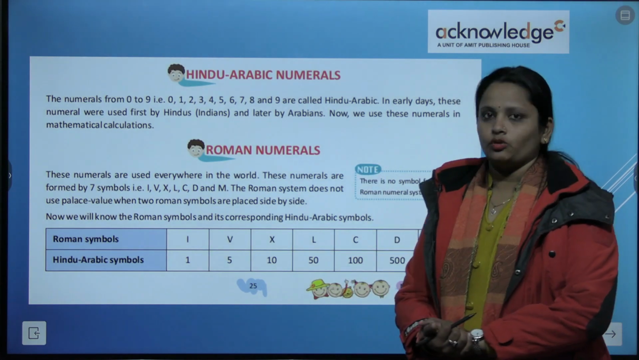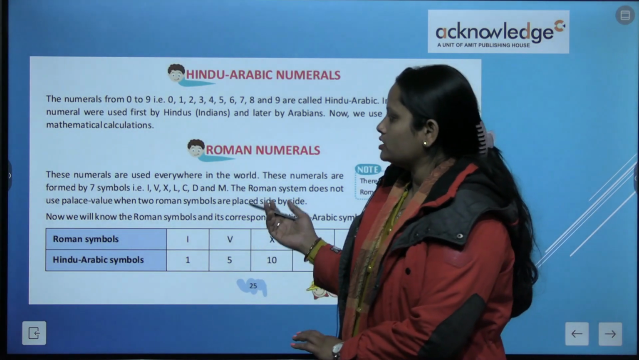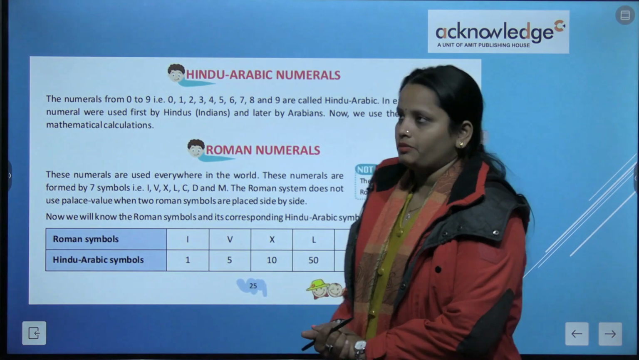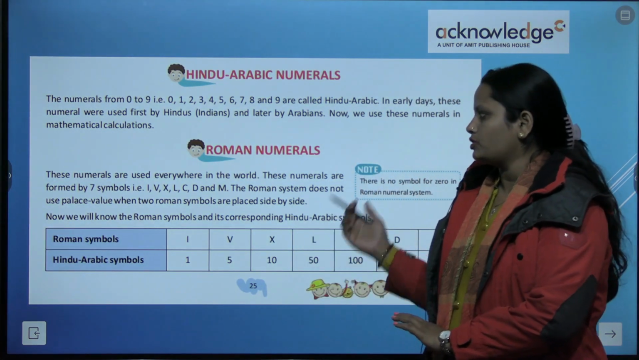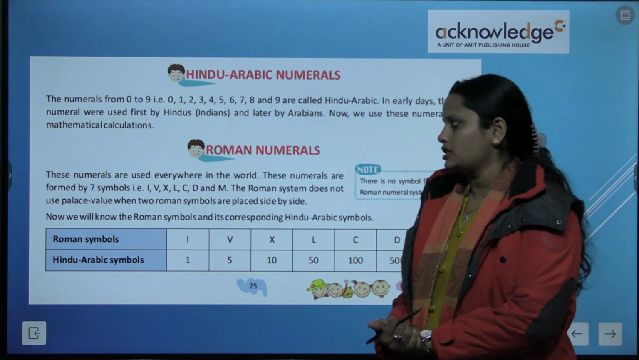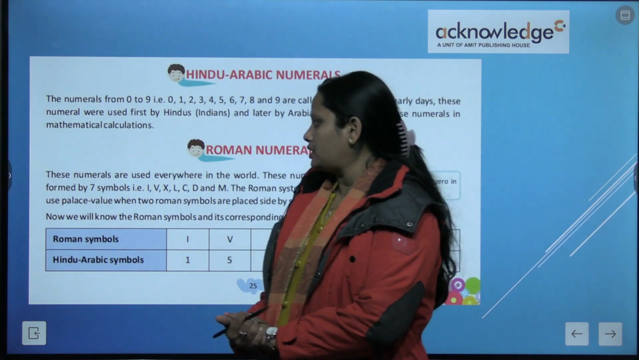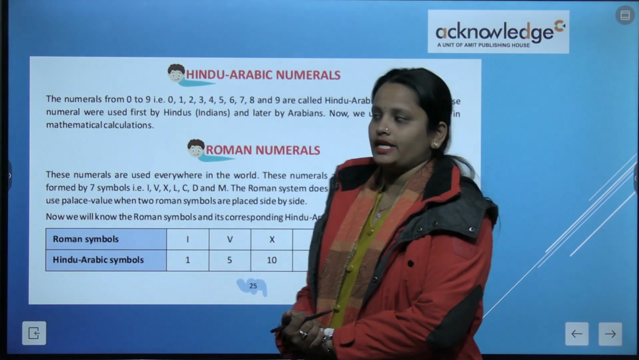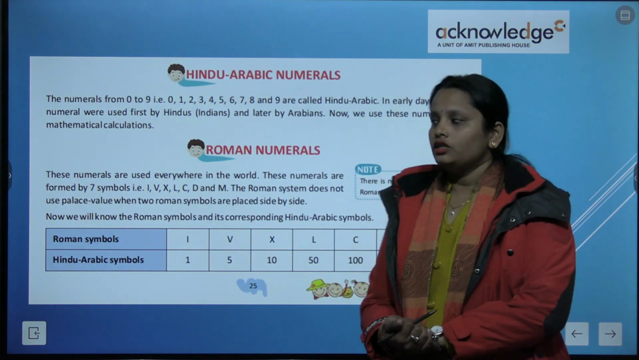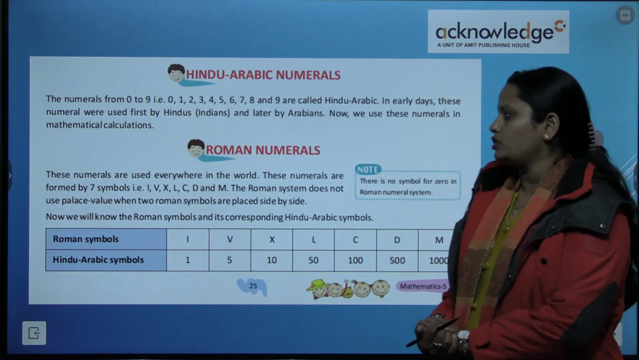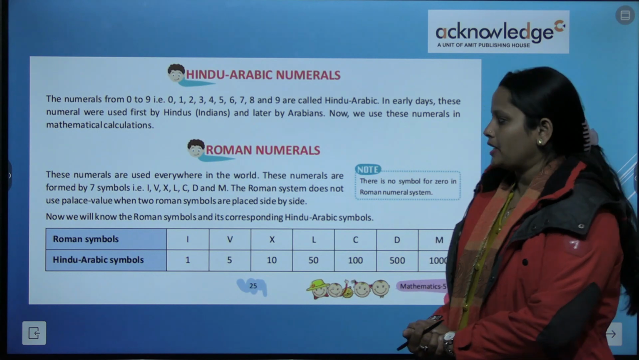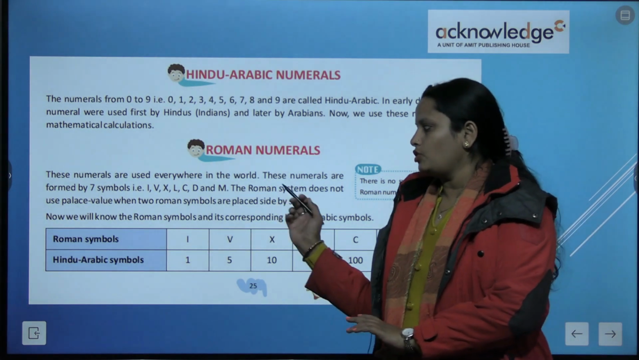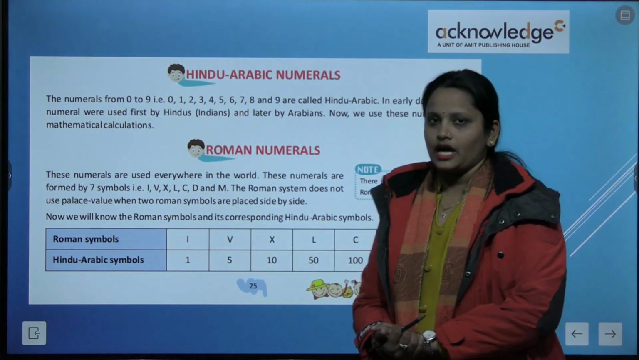Now, what are Roman numerals? These numerals are used everywhere in the world. वर्ल्ड में हर जगह यूज किए जा रहे हैं. These numerals are formed by 7 symbols. 7 symbols हैं जिनकी मदद से इन numbers को form किया जाता है. जैसे I, V, X, L, C, D, M. The Roman system does not use place value. इसमें place value use नहीं होता है. When two Roman symbols are placed side by side.